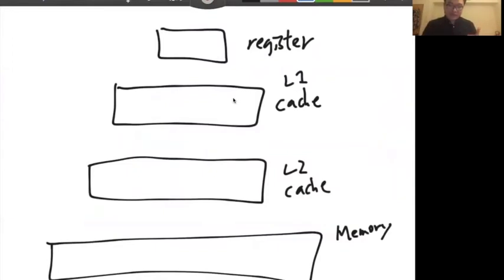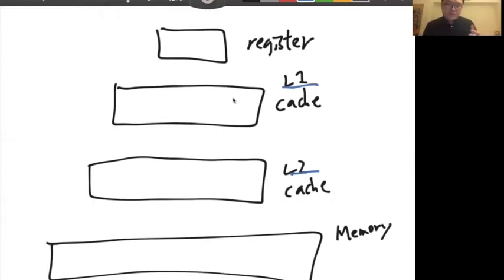Even for the cache, we can have different levels of cache: L1 cache, L2 cache, L3 cache. Usually the L2 cache is larger than L1, because we want to store more data in L2 compared to L1. L1 is more expensive. L2 is not as expensive, but still more expensive than memory.